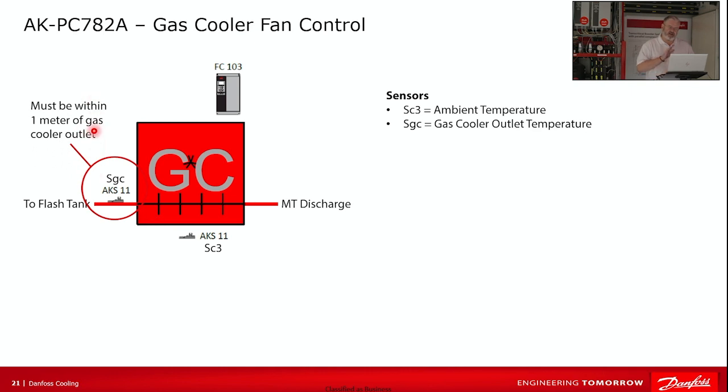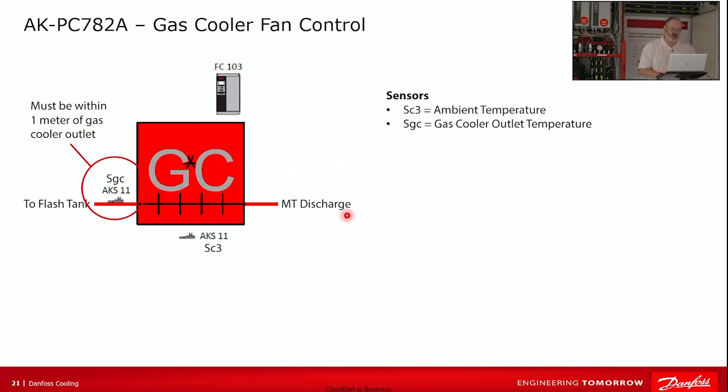The gas cooler outlet temperature, I just want to point out from having done a few startups and finding these largely not installed correctly, needs to be within 3 feet of the exit of the gas cooler. You've got high temperatures. The lines typically aren't insulated. And if you put it 6, 8, 10 feet away from the outlet, the temperature changes drastically. So it needs to be really close to the outlet so that it's getting the best picture of conditions leaving the gas cooler.